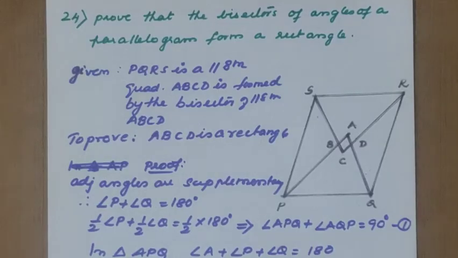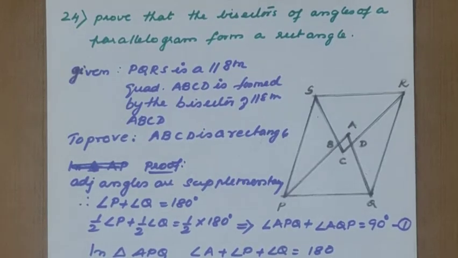Given practice paper 4, we have completed 3 parts. Now we are going to do the last part, that is question number 24 onwards. Prove that the bisectors of angles of a parallelogram form a rectangle. So the diagram is not given, only the statement is given, so we have to complete the diagram ourselves.